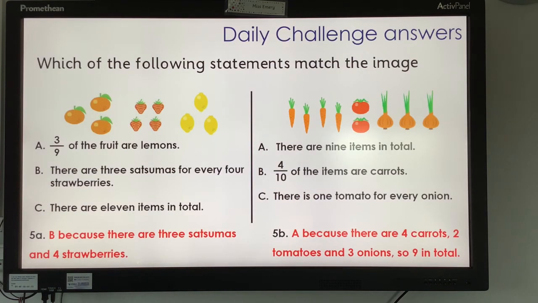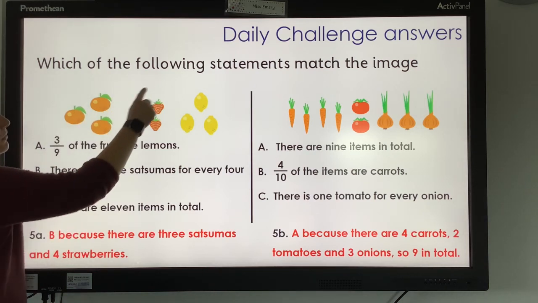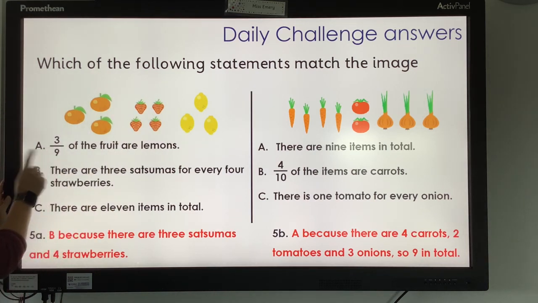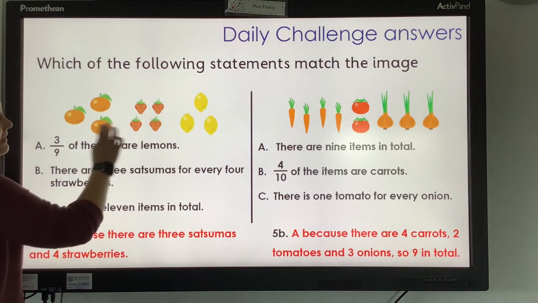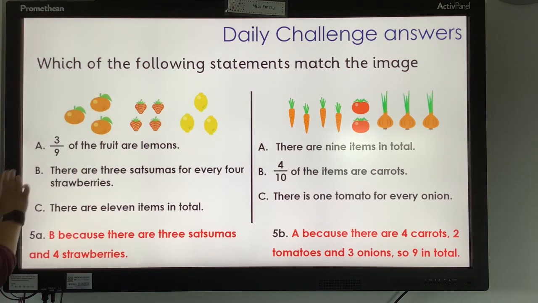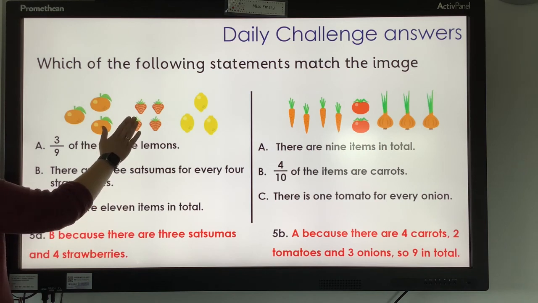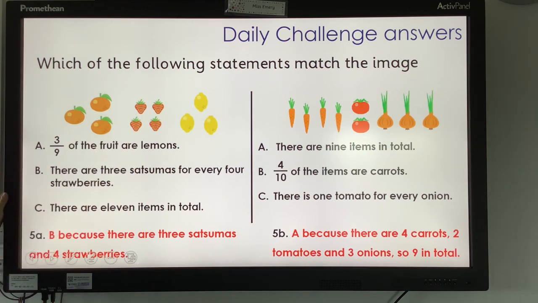Then, which of the following statements are correct? So B, there are 3 satsumas for every 4 strawberries. And you can see that we've got 3 satsumas here for every 4 strawberries here. 3/9 of the fruit are lemons. So there are 3, but there's 1, 2, 3, 4, 5, 6, 7, 8, 9, 10 parts in total. So it would be 3/10, not 3/9. If there was 1 less strawberry, it would be correct, but there's not.